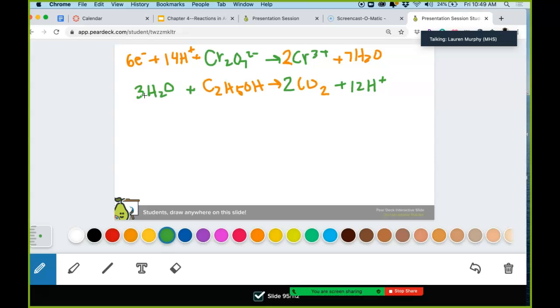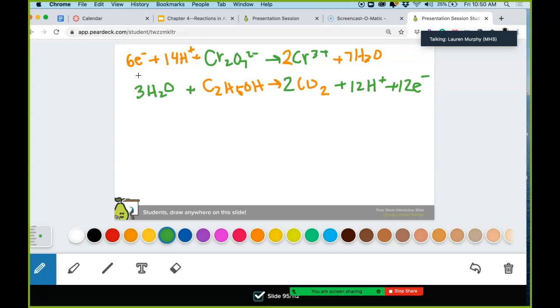Okay, now this side is neutral, 0 and 0. So I'm going to need this side to be neutral, and I will do that by adding 12 electrons. 12 positives and 12 negatives add up to 0. Question so far? Okay, now I need to force my electrons to match.